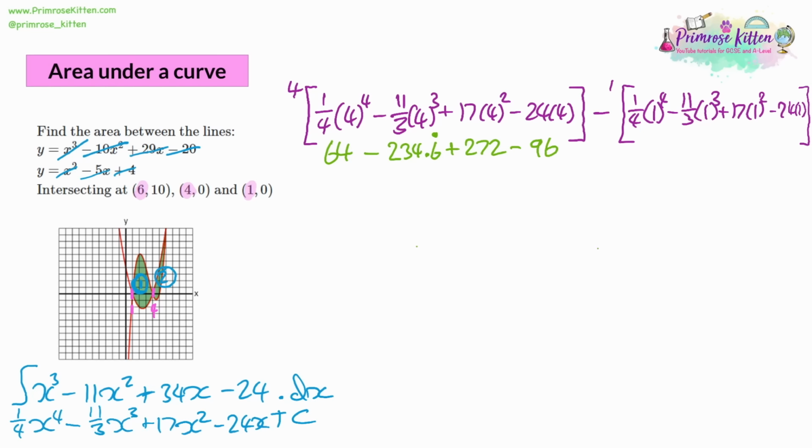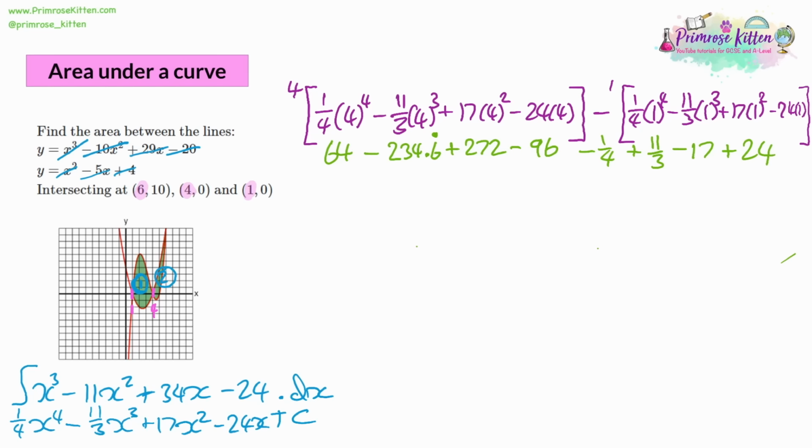Moving on to the second bracket, and remember that we take this one away. So we're substituting 1, and 1 to any power is still going to be 1. So a quarter of 1, that's going to give us negative a quarter. 11 thirds, it's already negative. We're taking it away, so it's going to be a double negative. Then we've got the 17, positive. We need to take it away, so it'll be negative. And then at the end, we've got the 24. It's already negative, we're taking it away, so that's going to become a positive.